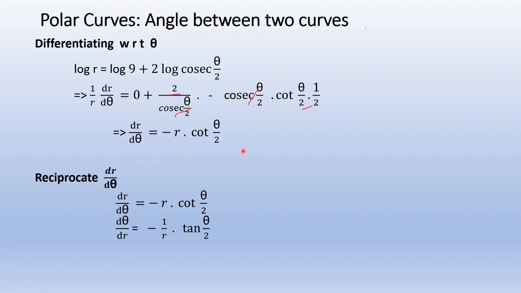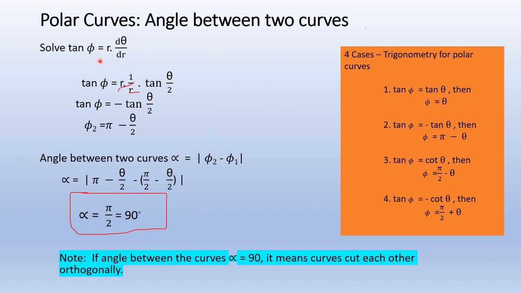Reciprocate dr by d theta. Minus of r is 1 by r times reciprocal of cot theta by 2 is tan theta by 2. Solve, tan phi is equal to r d theta by dr. Putting the value of d theta by dr, we get this. Simplifying we get this. According to the trigonometric property of polar curves, if tan phi is equal to minus tan theta, then phi is equal to pi minus theta. So here phi 2 is equal to pi minus theta by 2.